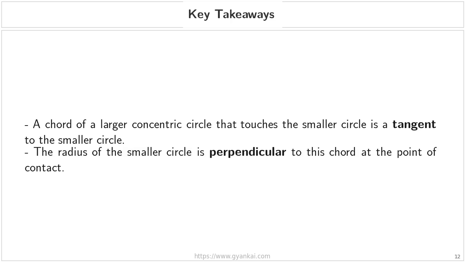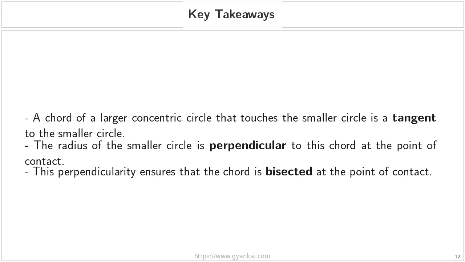Second, keep this geometric relationship in mind. The radius of that smaller circle meets the chord at the exact point of contact at a perfect 90-degree angle. In other words, the radius is perpendicular to the chord.